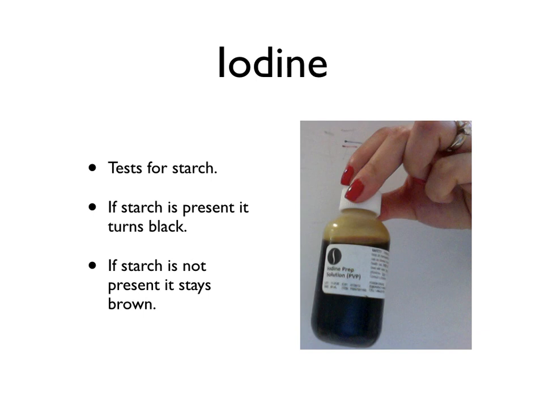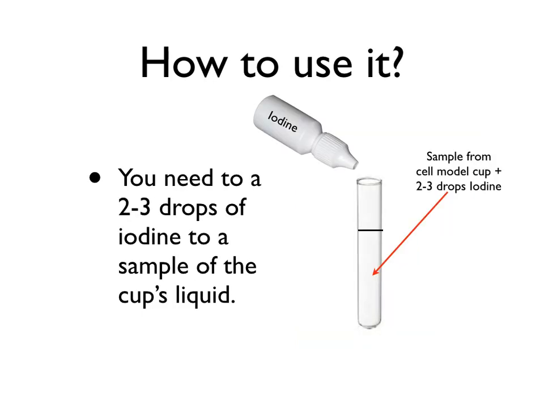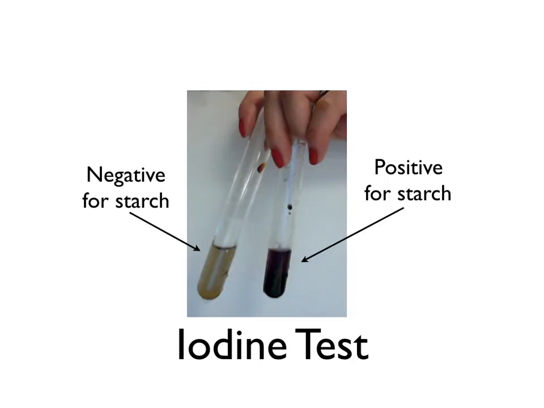To test for starch, we need a substance called iodine. If the starch is present in the substance, it will turn black. If starch is not present, it would stay brown. The test is immediate. You just take a sample of water from the cup and add 2 to 3 drops of iodine into the cup's water. A negative test looks like this, where it's brown, meaning there is no starch. A positive test for starch looks blackish purple.